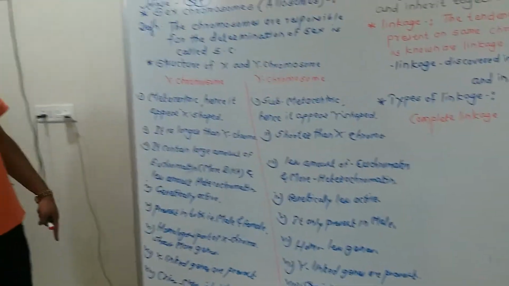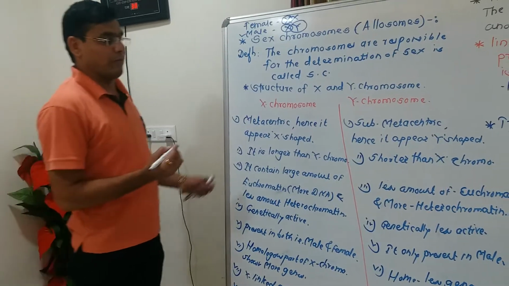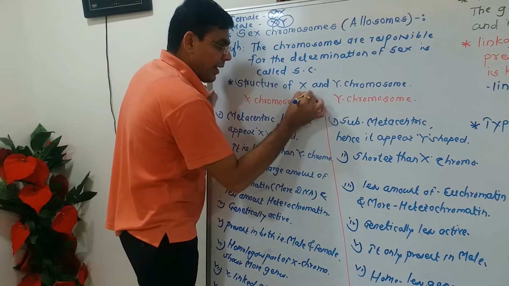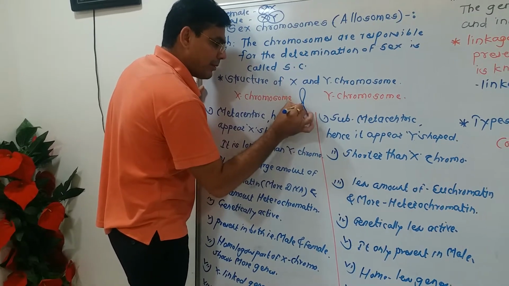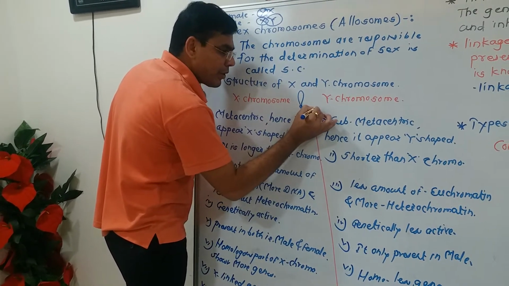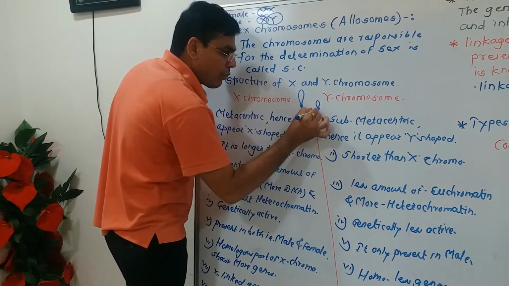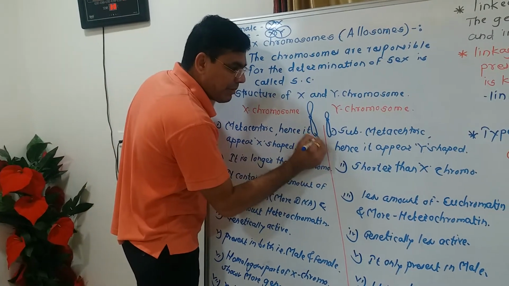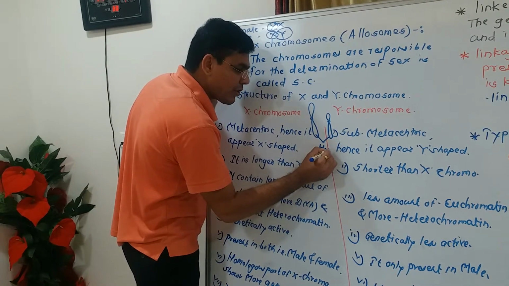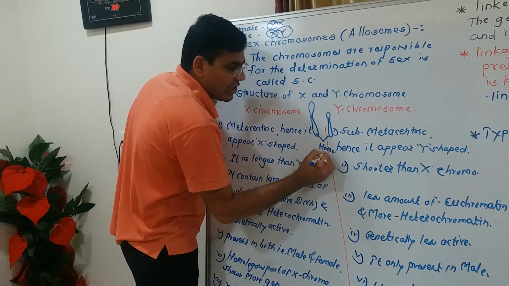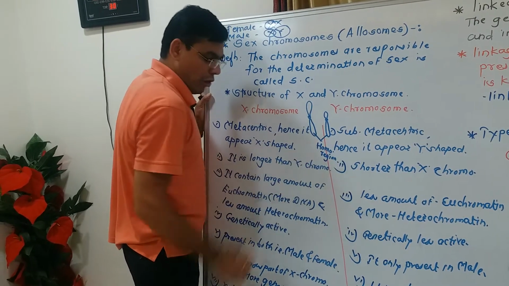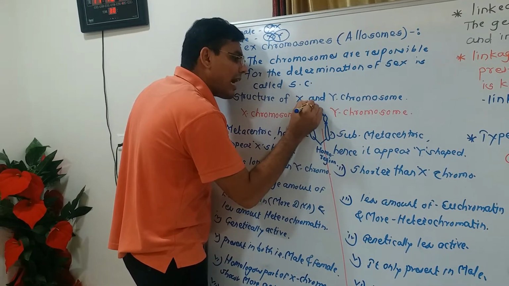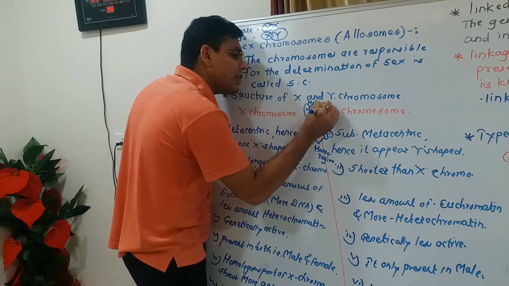So friends, you know very well the structure of X and Y chromosome. Here the X chromosome is larger, but the Y chromosome is smaller. Okay, this part is the same in both chromosomes, hence it is also called the homologous region. And this region is different, hence it is also called the heterologous region.